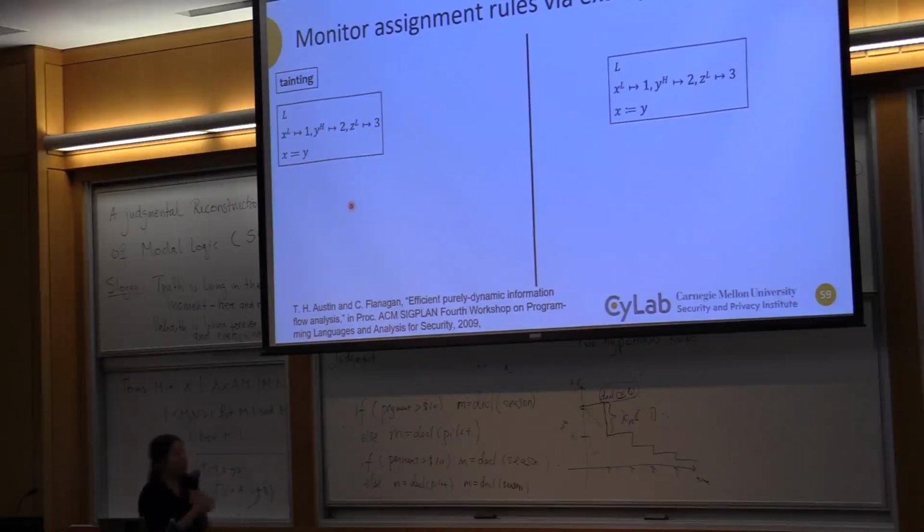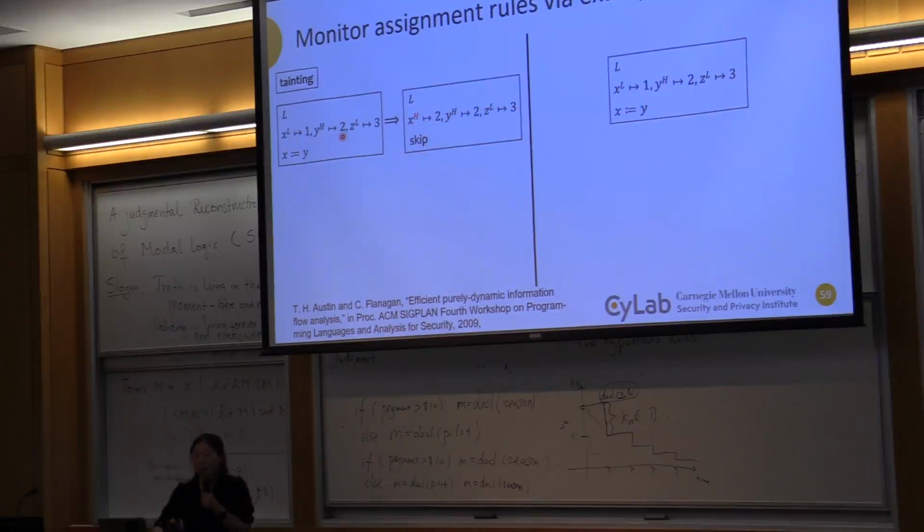The first monitor is what we call a tainting monitor. As the name suggests, if I receive a secret value, I will taint the target to have that same label. When I run this, the red part is what the monitor changed. Initially X is low, but because I'm assigning Y to X and Y is high, I taint X to be high also. That's one option I can take. This is called a tainting monitor.